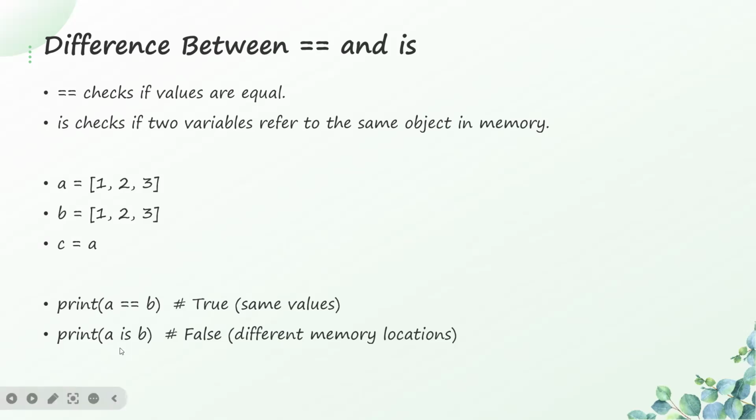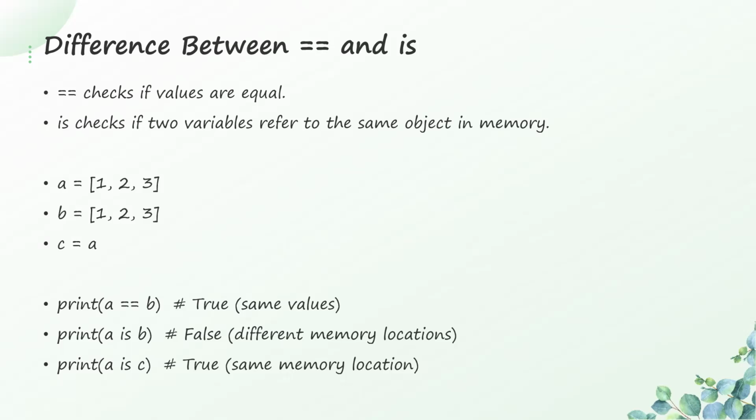So A and B are not pointing to the same memory location. But A and C are pointing to the same memory location, because when you say C is equal to A, you're saying, okay, Python, take the memory location of A and assign it to C. So now A and C are pointing to the same memory location, all right? But A and B, because they are two different objects, lists are reference objects, they are pointing to different objects, so they are not equal.